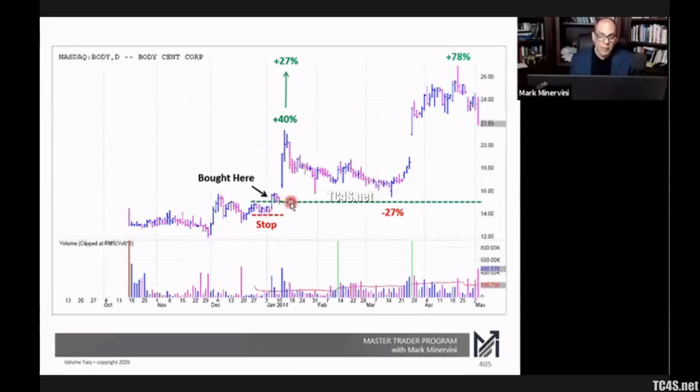At the very least, in this type of situation, if I wanted to play it for a bigger move, up 40% in such a short period of time, I'd probably sell half of it, guarantee myself a 20% profit, and move my stop to break even. Now it makes a little more sense to let the stock come all the way back down.